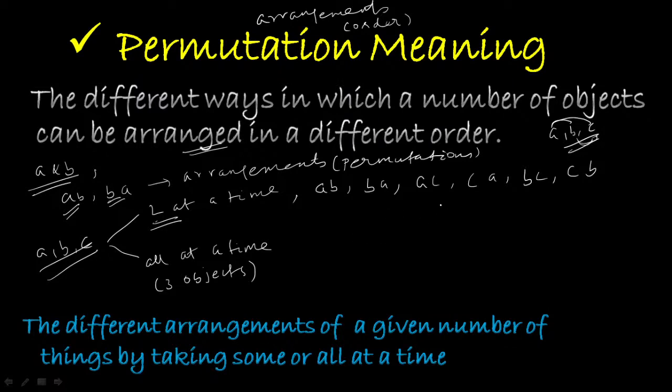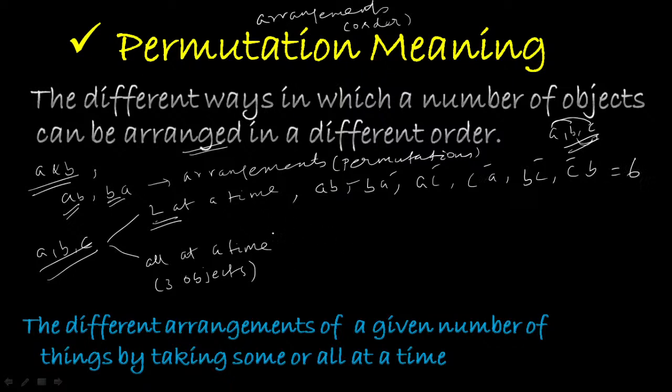Besides that, we can't give any more arrangements. So we have 6 arrangements: 1, 2, 3, 4, 5, 6. So totally we have 6 possible arrangements, 6 permutations. So among 3 objects, if we take only 2 at a time, the number of permutations or arrangements is 6.